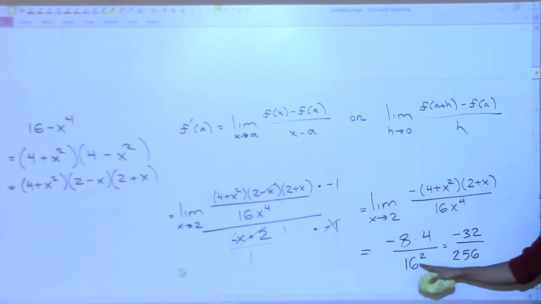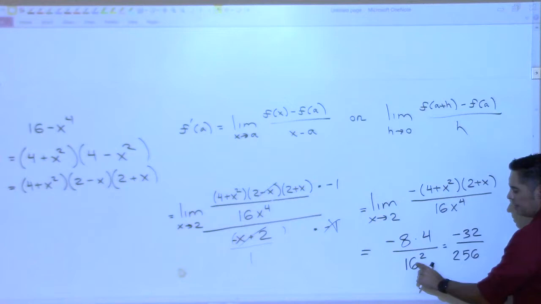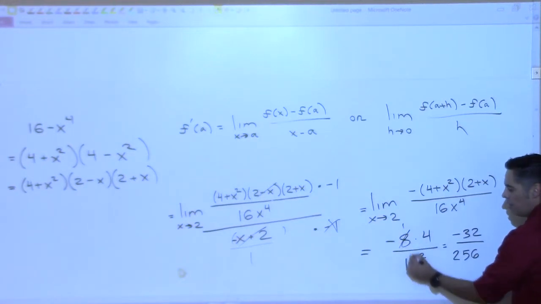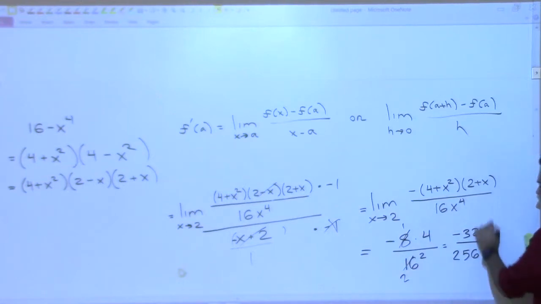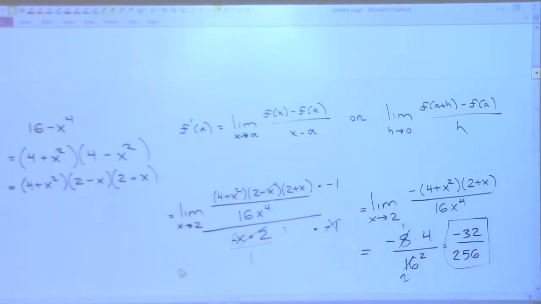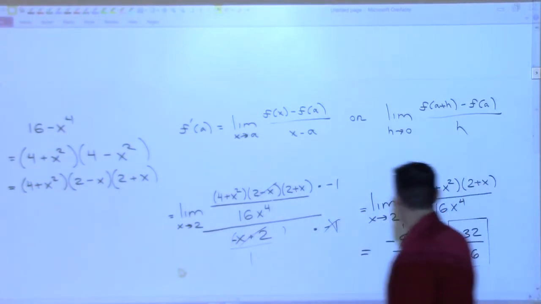Just got to be careful that this 16 is really, you can't do like 1 and 2 here because it's being squared. You can't do that. You just have to be careful, but this is it, right? Reduce it, who cares? Yes? That's the slope of the tangent line. That's f prime, this is f prime of 2. Do you care if it's in its absolute reduced form? I don't care.